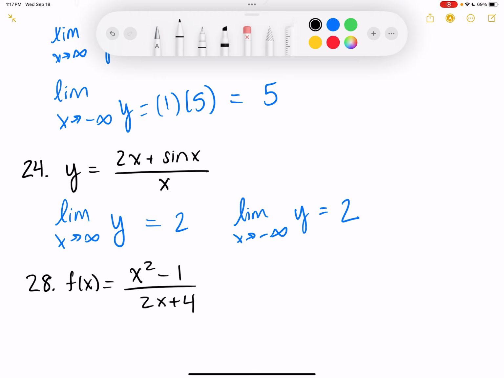That looks terrible. Okay, first and foremost, it says find the vertical asymptote. That x would be negative 2.